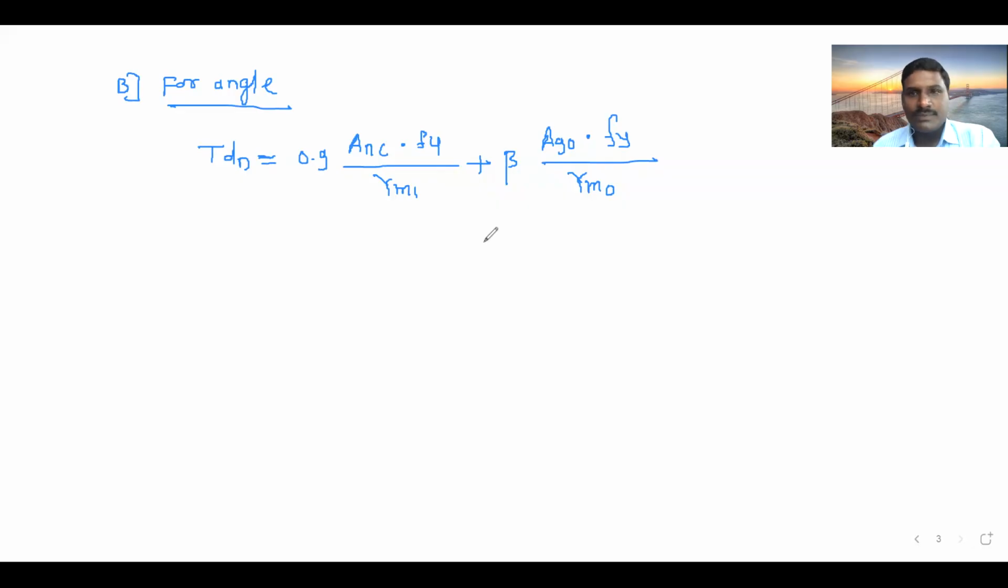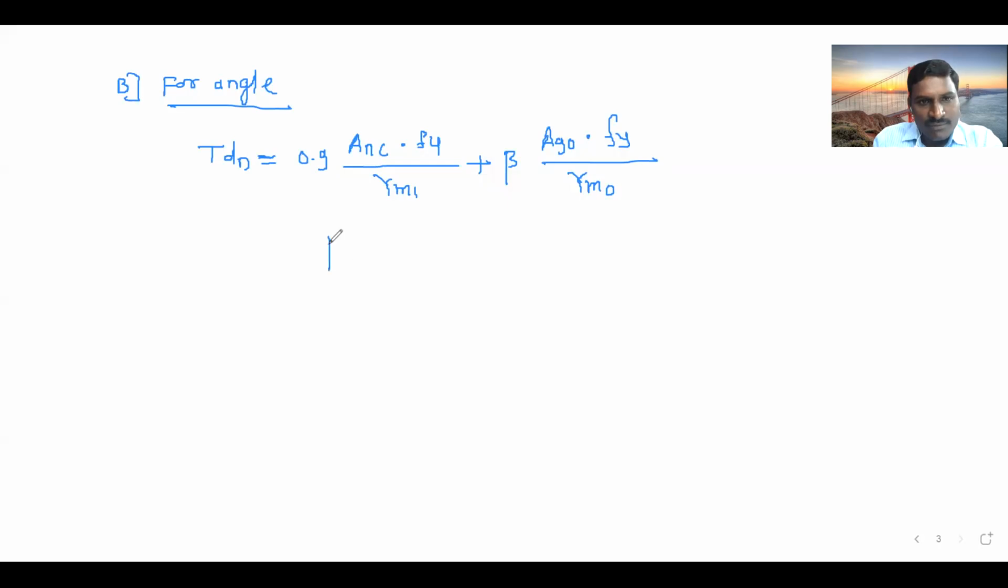Okay. So now here the unknowns are ANC, beta, AGO. So these are the unknowns. So how to calculate ANC, AGO? So for the angle. Okay.